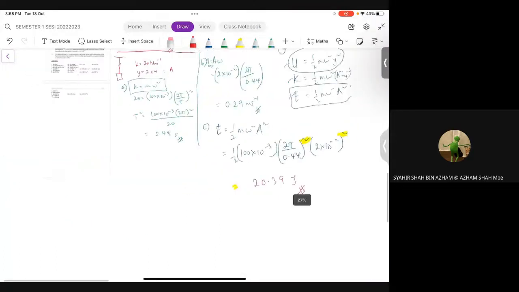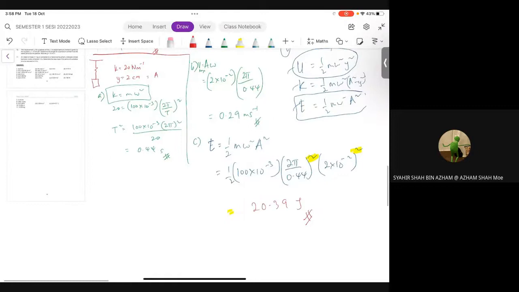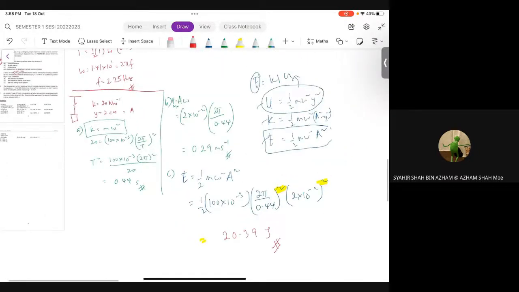Sebab apa Joule? Unit dia adalah, betul ke selain pula jawapan ni? Jawapan dia 4. Kenapa sebab 20 ni? Ada saya salah? Betul ke formula ni? Medan tadi tekan tambah dekat calculator. Oh, saya tekan tambah.